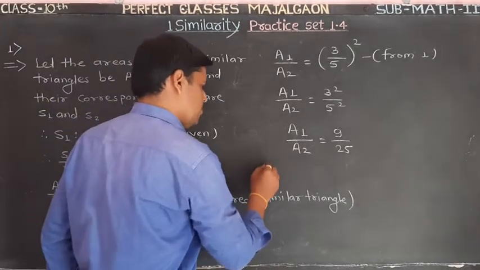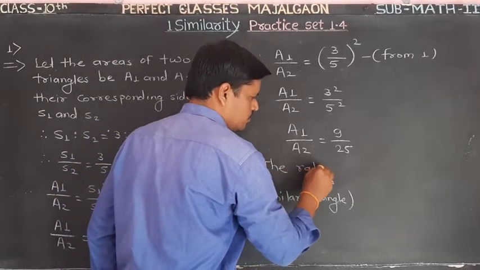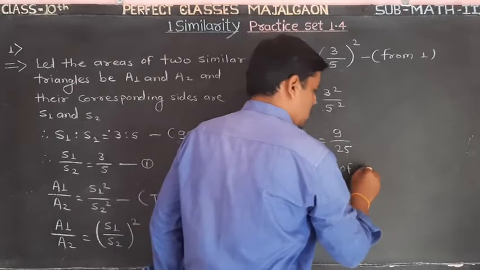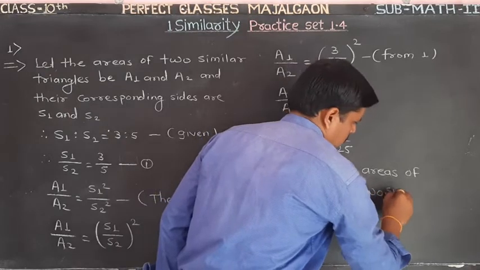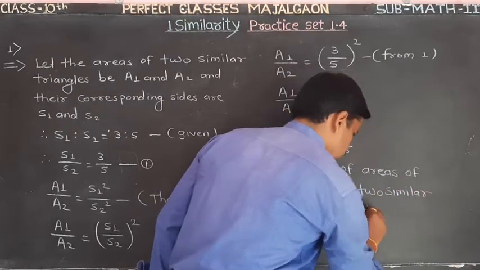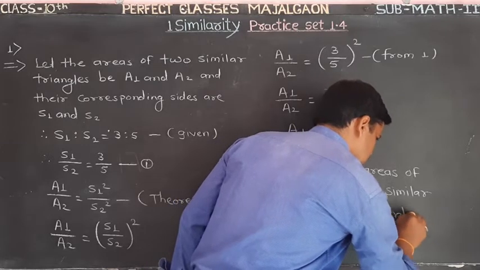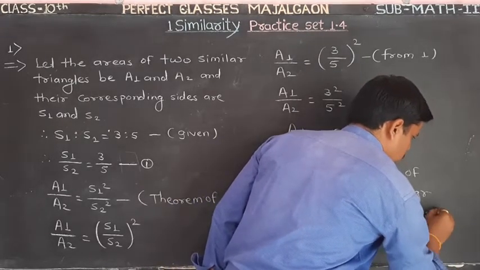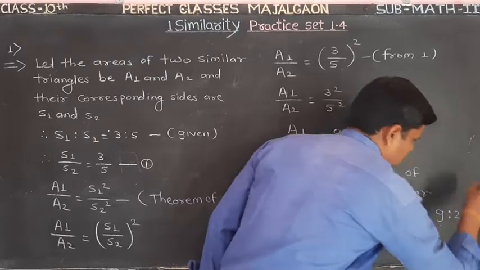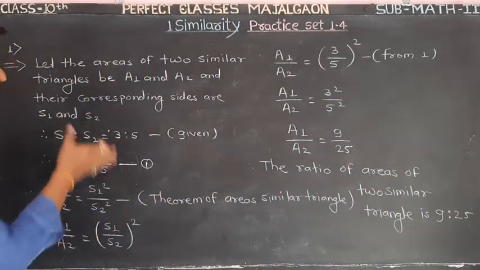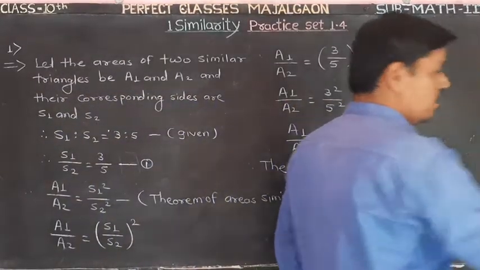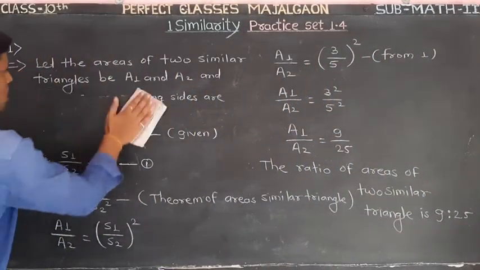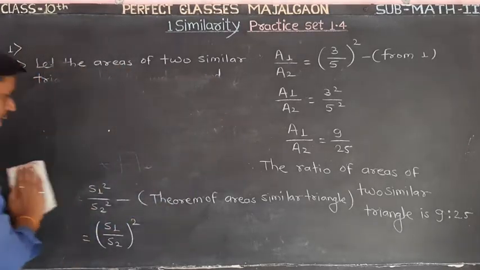Therefore, the ratio of areas of two similar triangles is 9:25. Here we complete example number one. Now we see the second example. There are 7 examples in this video and we complete all of them, so watch this video till the end.